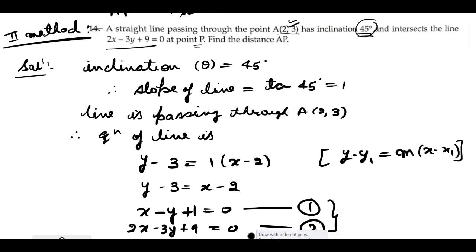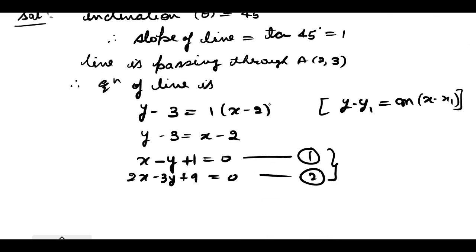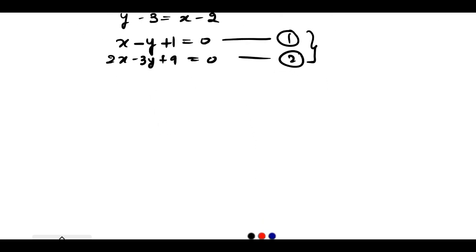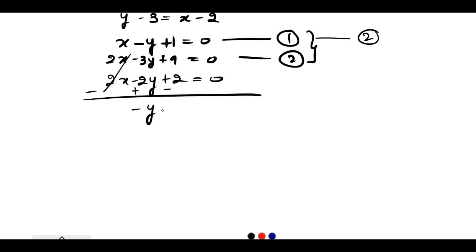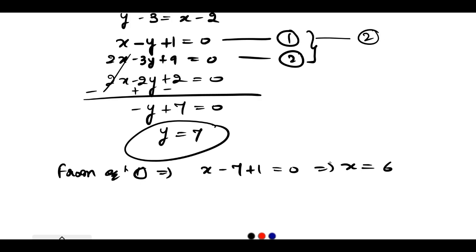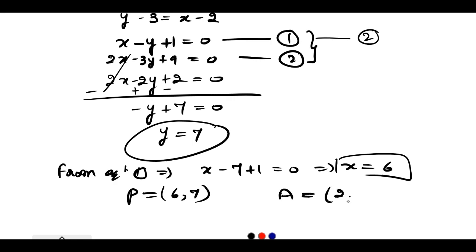So we can find the coordinates of P by solving these two equations. Multiplying equation 1 by 2, y is equal to 7. Now substitute this value of y either in equation 1 or in 2. x is equal to 6. The coordinates of P are (6, 7), and the coordinates of A are (2, 3).